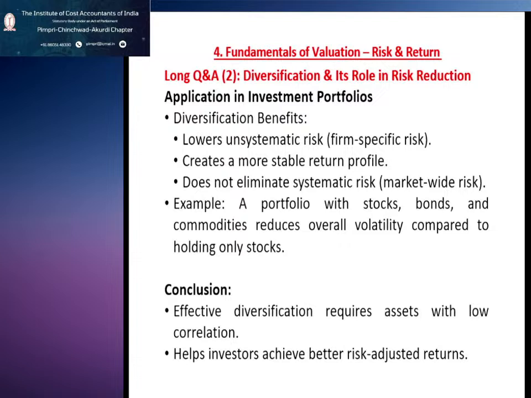Again, the application in investment portfolios: the diversification benefits are that it lowers unsystematic risk, that is the firm-specific risk, and creates a more stable return profile. It does not eliminate systematic risk per se, which is the market-wide risk. Example: a portfolio with stocks, bonds and commodities reduces overall volatility compared to holding only stocks. In conclusion, effective diversification requires assets with low correlation and helps investors achieve better risk-adjusted returns.